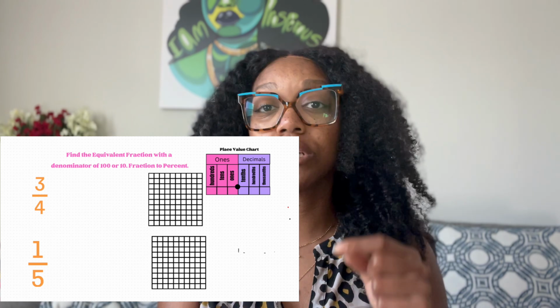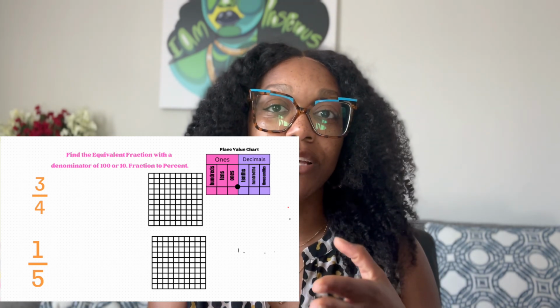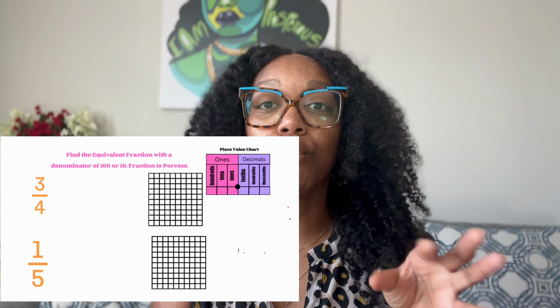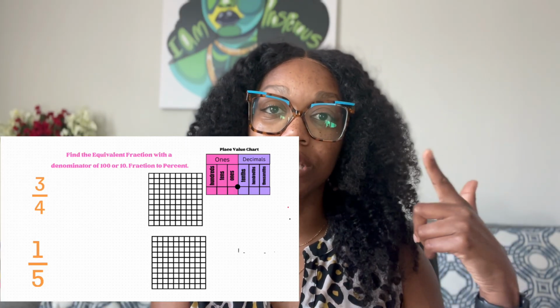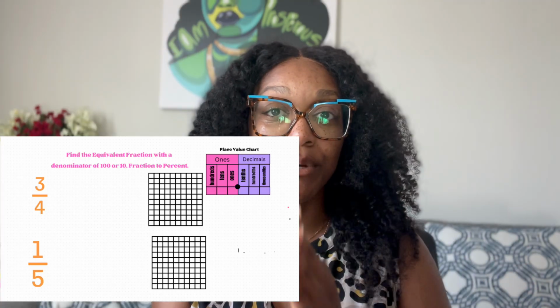You can find an equivalent fraction that will help you go from fraction to percent by either using 10 or 100 as the denominator. For this particular lesson, we're going to keep the denominator 100 to reinforce for the students that percents are out of 100. But of course, some of your students are going to realize that I could use 10 and get to the answer faster. I can find an equivalent fraction with the denominator of 10 to get my answers faster. But for this particular example, we're going to use 100 for both of our denominators. So we can keep reinforcing to the students that to go from a fraction to a percent, percents are out of 100.